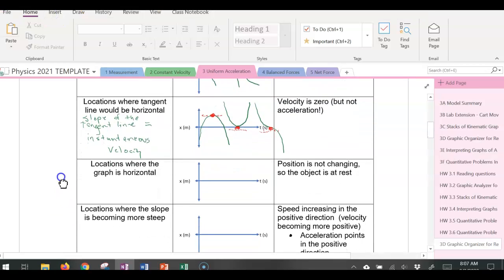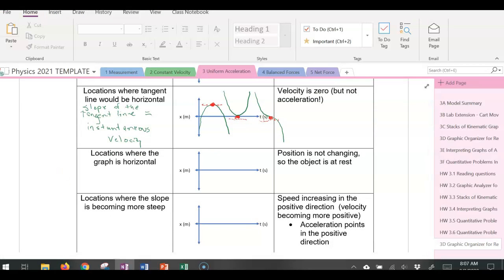We might also look for locations where the graph is horizontal. So if a position versus time graph is horizontal, it could be any kind of value: positive, 0, or negative. But when the position is not changing, the object is not moving. It's at rest. It doesn't matter what the position is. It could be at 2 meters. It could be at negative 400 meters. The specific position does not matter. But if you see that position versus time is horizontal, the object is not moving.